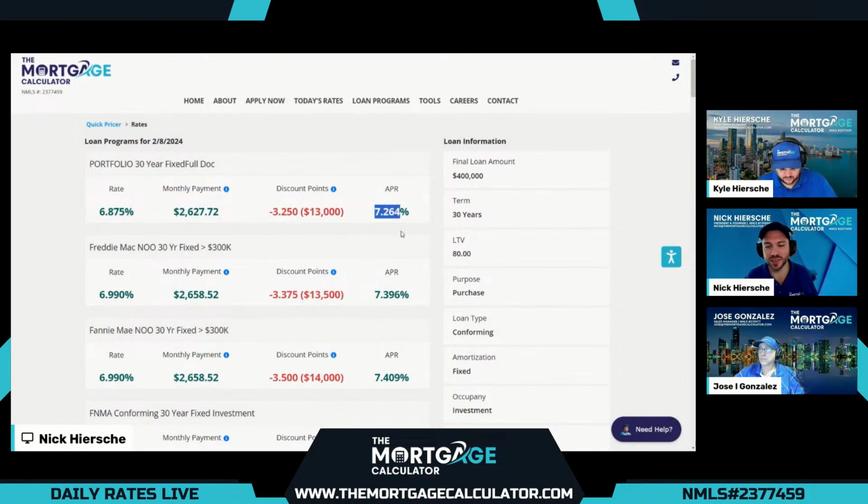for our portfolio full doc option, which is basically conventional without being Fannie Mae or Freddie Mac. The lowest true conventional is this Freddie Mac option here for 6.99 rate, 3.375 discount points and costs for a final APR of 7.396. So good options here for our customers that qualify, full doc conventional. But with the rates and adjustments here on investment properties, always recommend our investors look at a non-QM option as well.